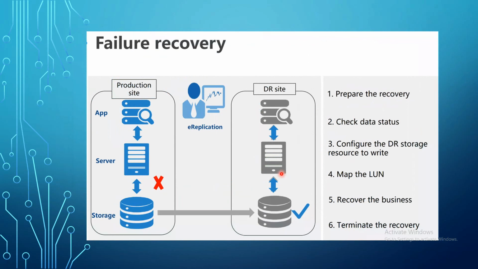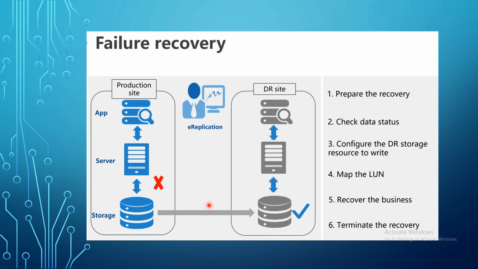Failure recovery, for example, if the primary site is down, so no need to worry. You can just check the data. It will be managed from the BCManager. You don't need to do it manually. We can do this manually as well, but the BCManager will do it automatically, so we don't need to worry about it. Everything, it will automatically map the LUN and recover the business on the DR side.